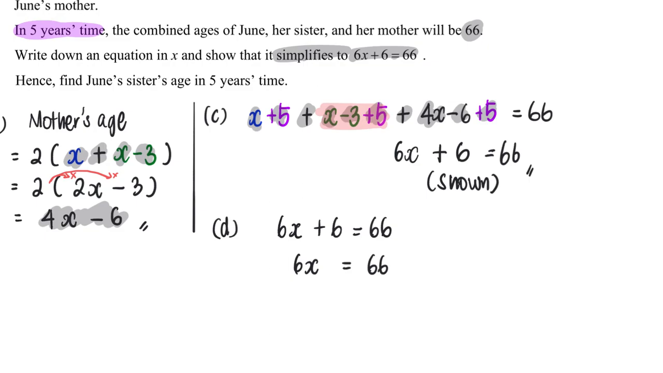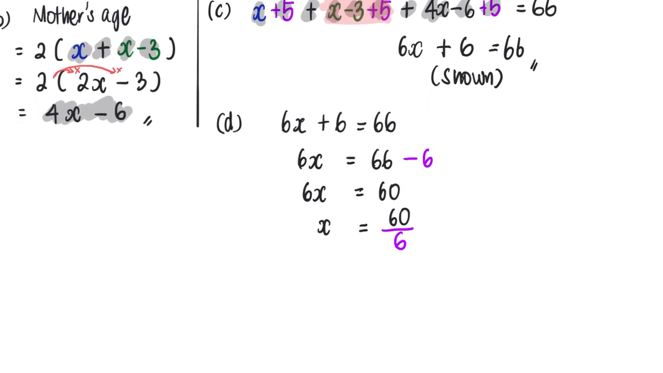So it will be 66 minus 6 on both sides. And I will get 60. Then to find x, all I have to do is to divide by 6 on both sides. So I've gotten my x, which is 10.